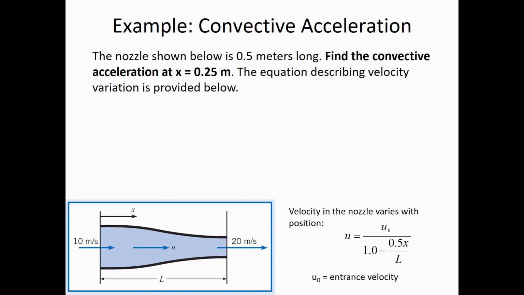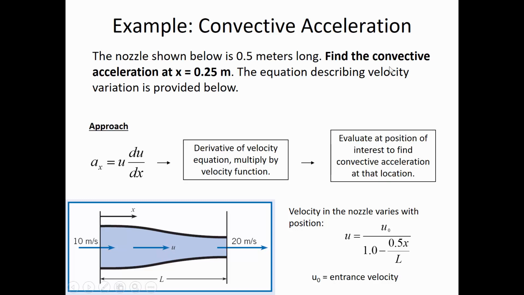So what we're going to do is find out what the convective acceleration is at the midpoint in this nozzle. And what we're given is an equation that describes the velocity as a function of position. L is the entire distance from one end of the nozzle to the other, and x is the direction that the fluid is traveling in. If the overall length is 0.5 meters, the midpoint of 0.25 meters here in the center is where we want to find the convective acceleration.